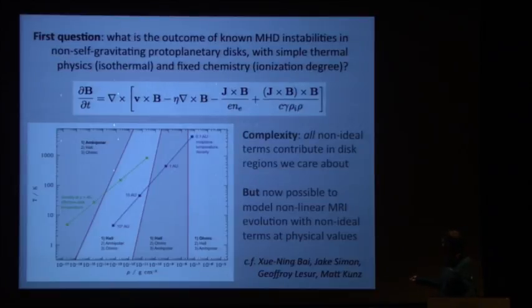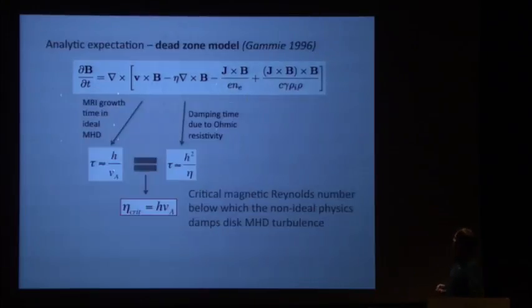And various people, including several people here, Matt Kunz, Juning Bai, working with Jim Stone, Geoffroy Lesure in Europe, Jake Simon, have been looking at implementing and testing these different terms. So I'll show some simulation results in a moment, but first of all, let me just outline the analytic expectation for what might happen, which dates back to work by Charles Gammie in the 90s, sometimes described as the dead zone model. And what Charles looked at was a very simple model where you just consider the ohmic diffusion and how that compares with this ideal MHD piece of the induction equation, which gives rise to the magnetorotational instability.